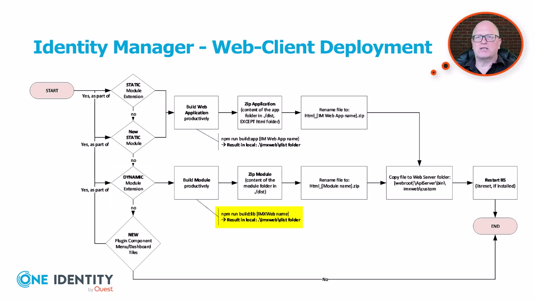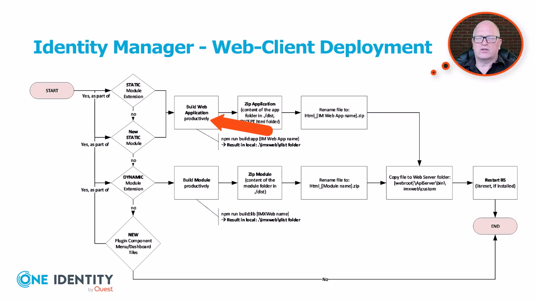In this specific case, you need to run the npm run build lib command. You can then create this specific module, and the module gets turned into a zip file, and the zip file gets moved to the server, and then the IIS restart will make it active. That means there are exactly two things to do.